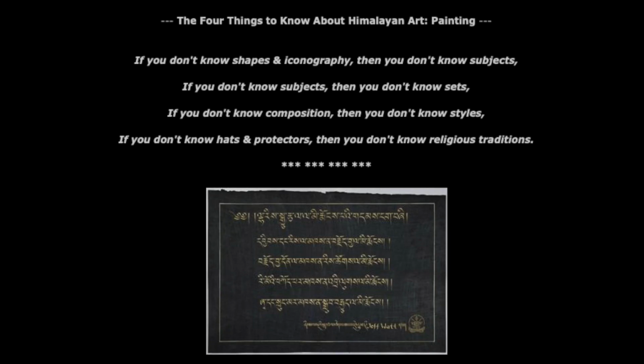So we talked about the four-line aphorism, the four things to know. And the last of these lines is, if you don't know hats and protectors, then you don't know religious traditions. Now, we've spent a little bit of time with hats, but now protectors. Both hats and protectors are unique to particular traditions, to recognizing traditions.